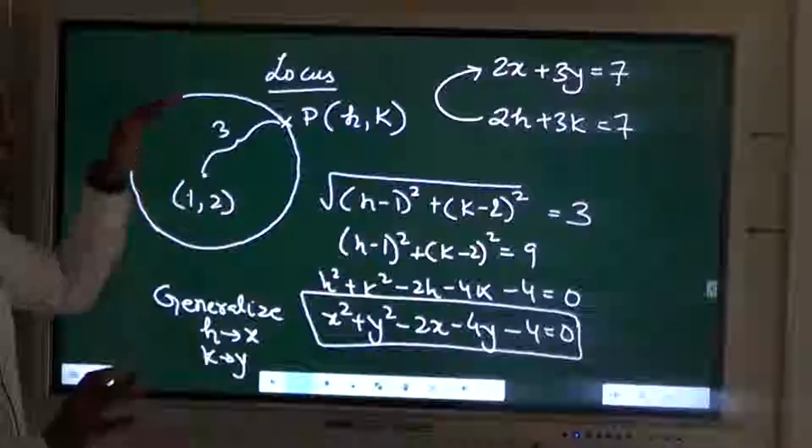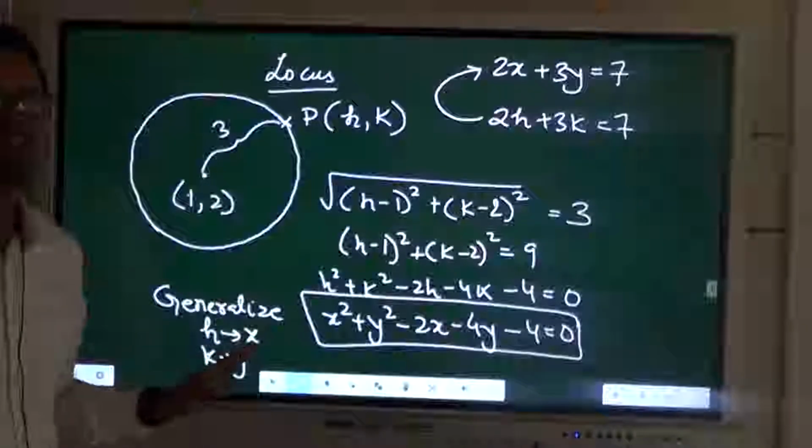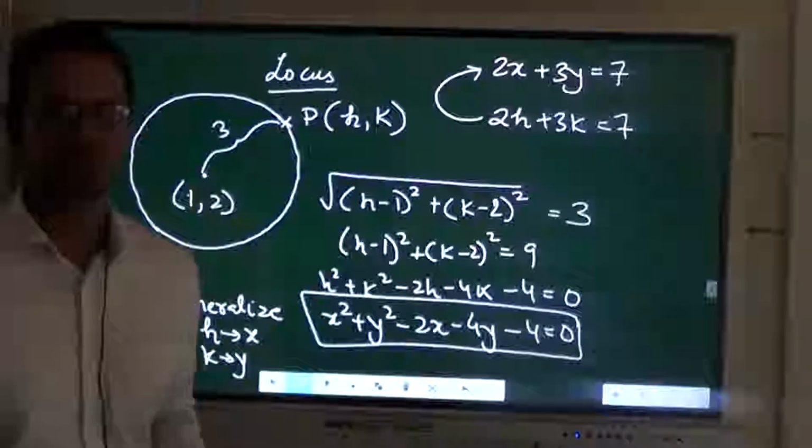So these three steps are followed for finding locus for any question.